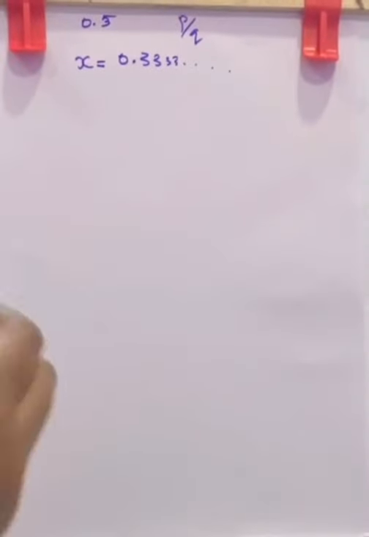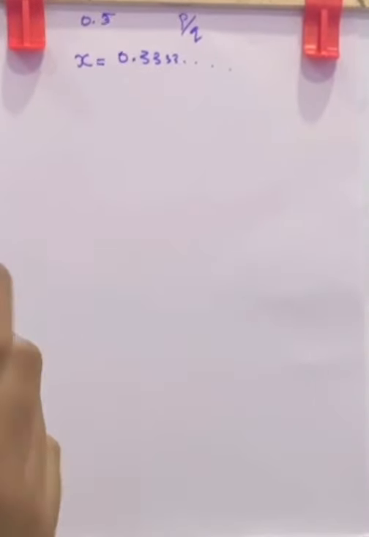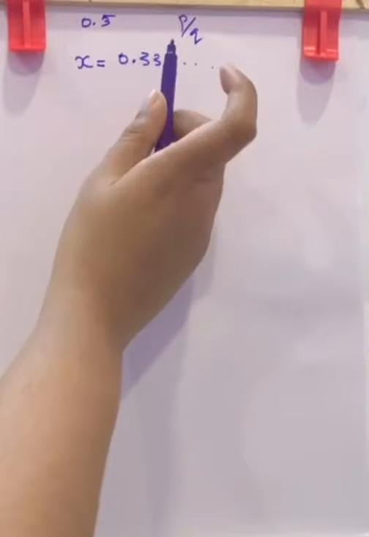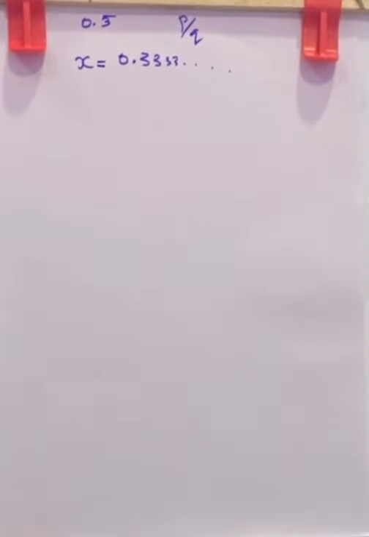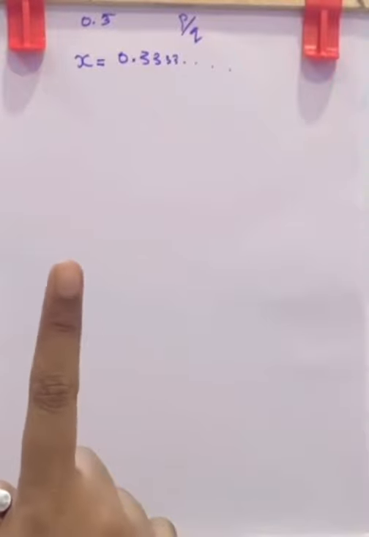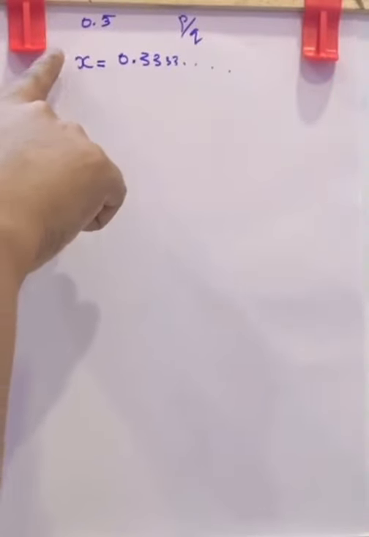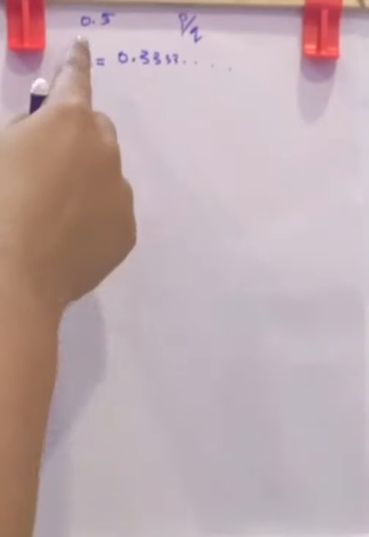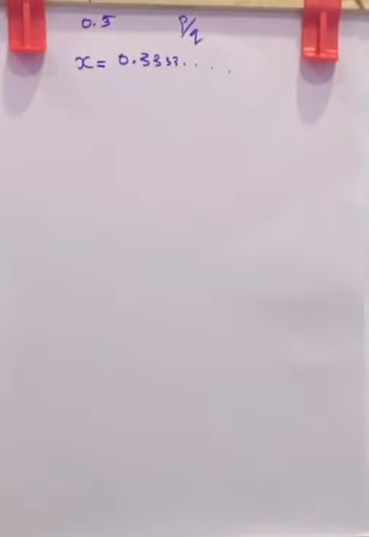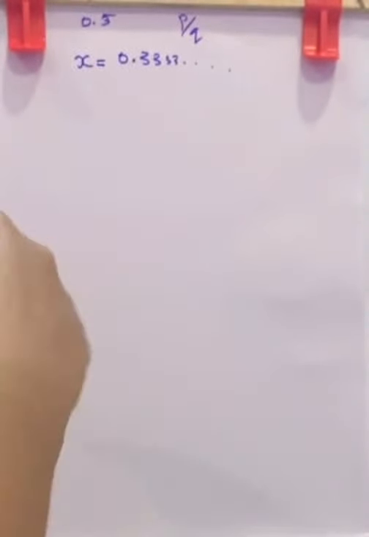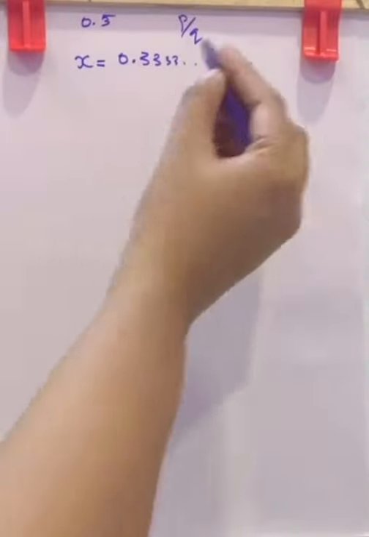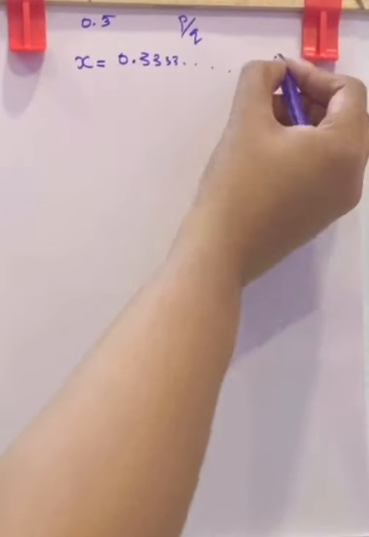Next, check how many numbers are repeating here. How many set of numbers are repeating? Only one number is repeating. If one number is repeating, multiply the whole thing with 10. If two numbers are repeating, multiply with 1 and 2 zeros, that is 100. If three numbers are repeating, multiply with 1 and 3 zeros, that is 1000. Okay. Now let us name this as equation 1.